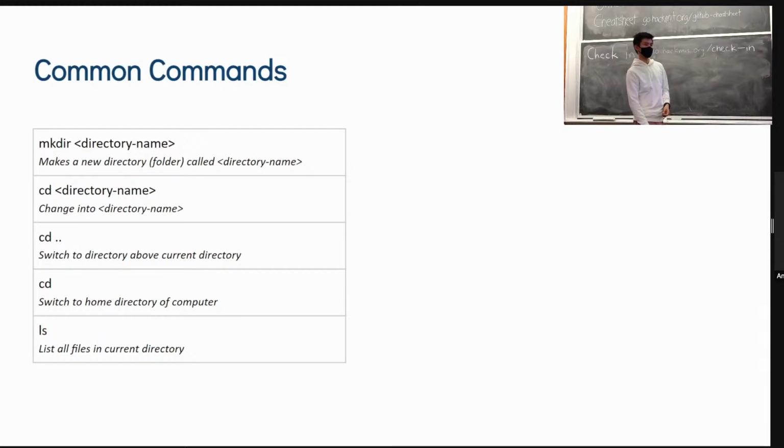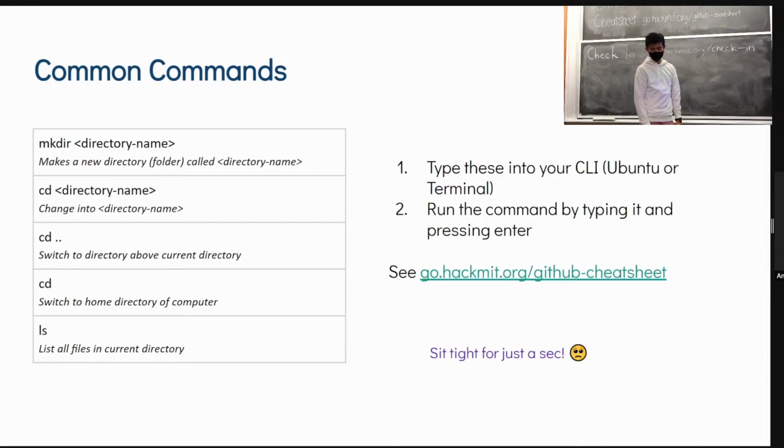In the terminal, you can run certain commands to interact directly with your computer. Here's a short list of the most commonly used ones that we have. For a more complete list, you can go to the cheat sheet at go.hackmedia.org/github-cheatsheet. And to talk about some examples, how you use the CLI is you type these commands into your command line interface. You run the command by typing it and pressing enter.